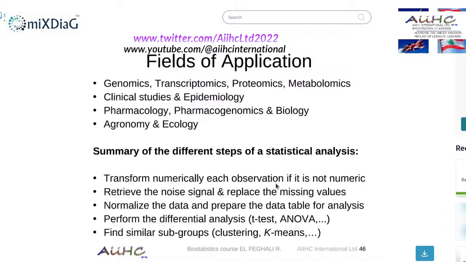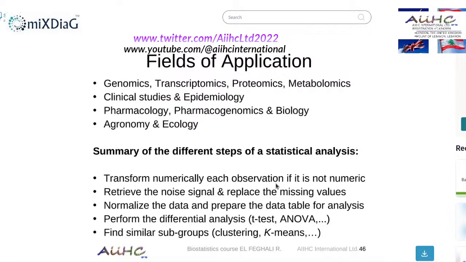Whenever you see some discrepancies in your box plot, you can normalize them. For example, if the overall age in Washington is very low, and less than the overall age of the French cops, you can shift it, you can normalize it. This is to avoid discrepancies in your study. Perform the differential analysis, t-test, ANOVA. So this is differential analysis.